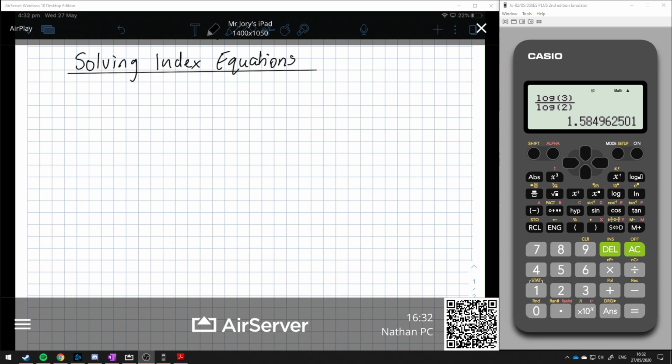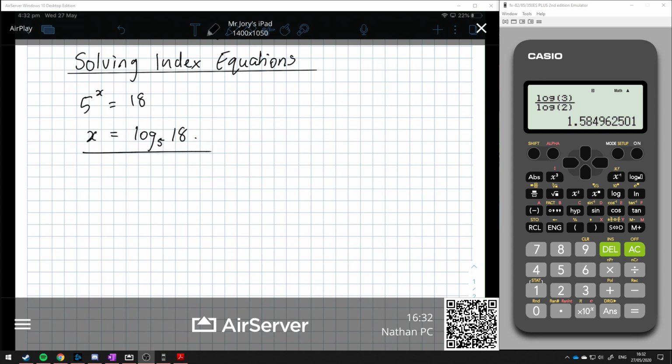Okay, so solving index equations. Now, when we have an index equation such as 5 to the power of x is equal to 18, we can solve this in exact form by just rewriting it in logarithmic form. So that is x is equal to log base 5 of 18. So this is a legitimate answer that gives you a legitimate number, and we can leave it like that.